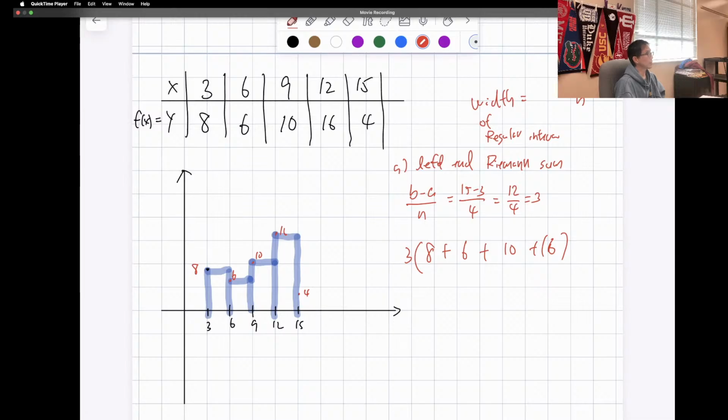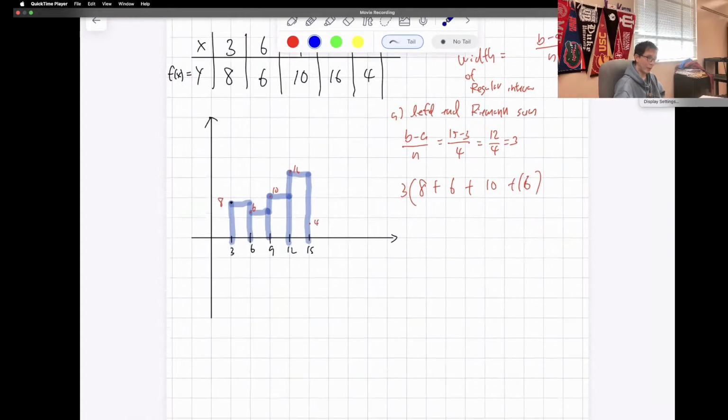How do you determine n? They will tell you left or right. Well, how did you get 4? Because there are 4 spaces here. So this is 1, 2, 3, 4. So 4 spaces, that's 4 equal intervals. Is that okay?